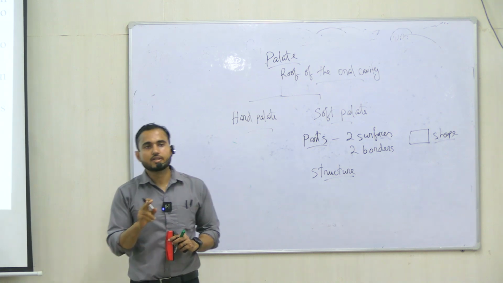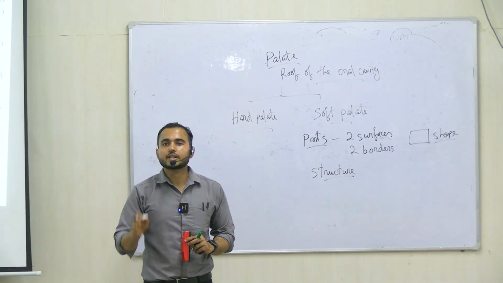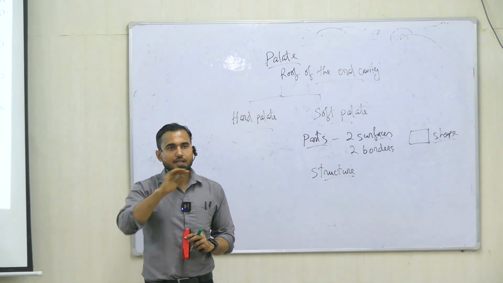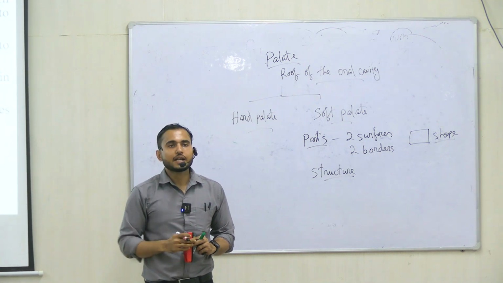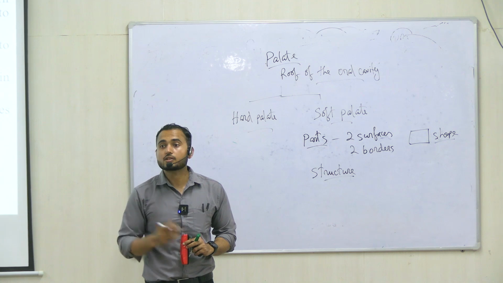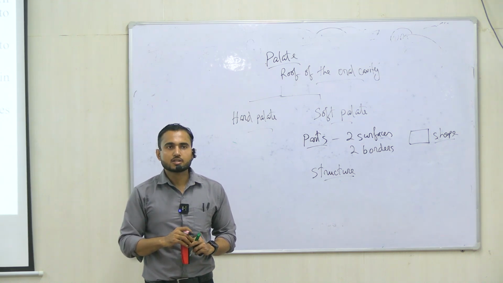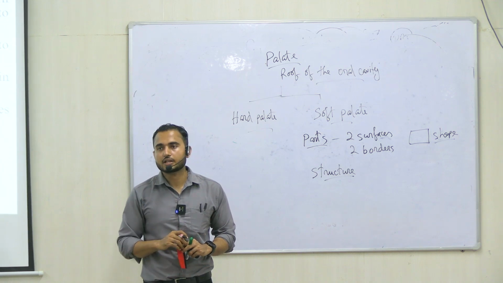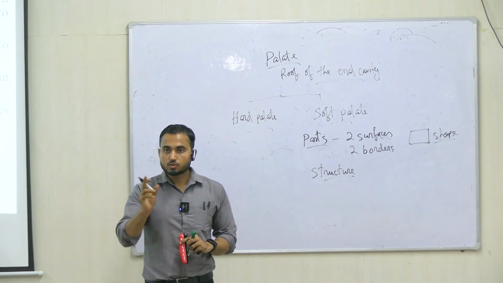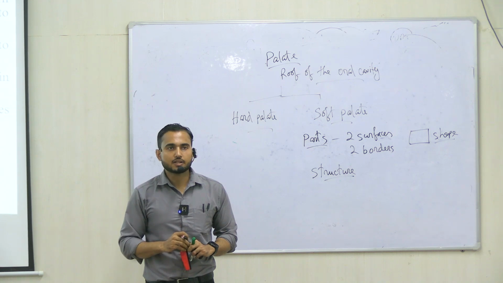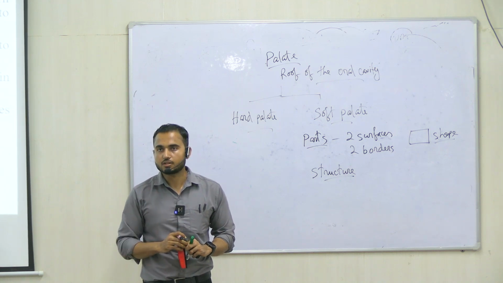So the posterior surface is continuous with the floor of the nasal cavity. That's why in that particular area, what will be the lining epithelium? It is respiratory epithelium. And what about the oral surface? It is lined by stratified squamous non-keratinized epithelium. So two different types of lining epithelium are there, which you can see in the soft palate.